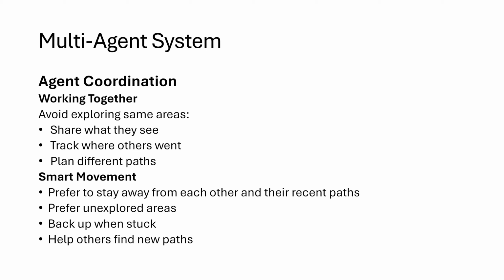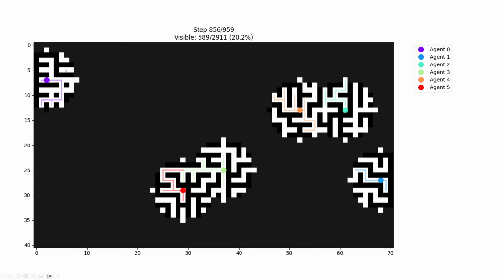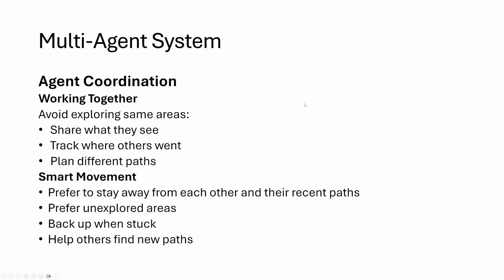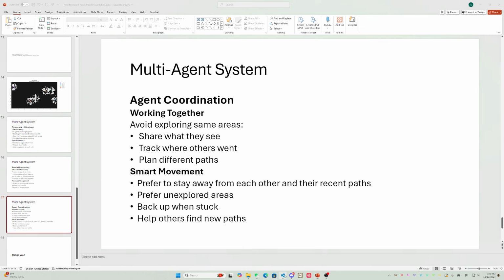For example, if one agent is stuck at a dead end and there's another agent nearby, and it has experience, like, okay, I know how to go out, it will tell the agent that's stuck at this point. So in this case, we will have something like this. Maybe these two help each other, maybe these two help each other, I don't know. So it basically works like this, and I will show you how it works.